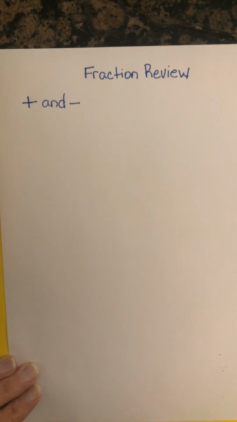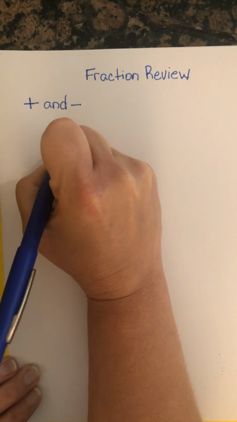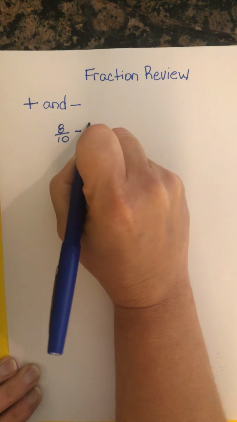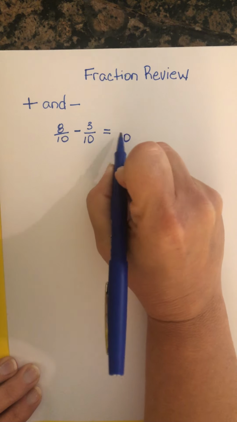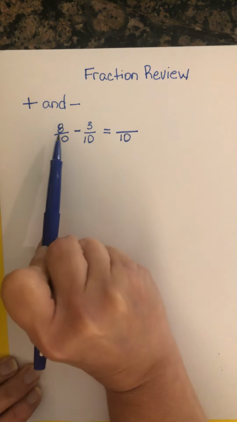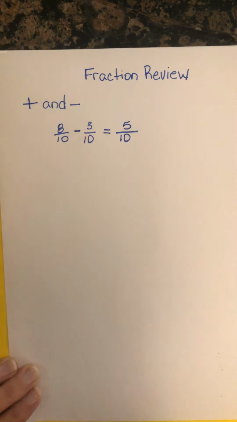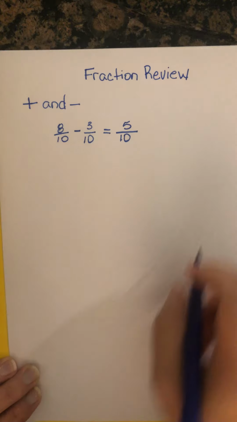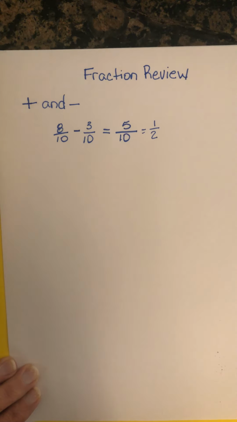So we're going to start with the first example. I'm going to do a common denominator. So if I had 8/10 and I'm subtracting 3/10, your denominator stays the same. And then you just look at the top. 8 minus 3 is 5. 5/10 can be simplified down to 1/2.